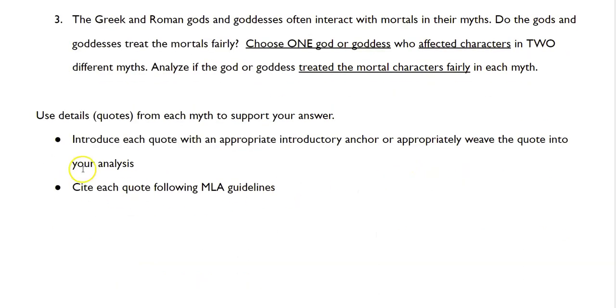Okay? So you're going to use details or quotes from each myth to support your answer, which you need to introduce with an appropriate introductory phrase, and then cite the quote following MLA guidelines. Okay?